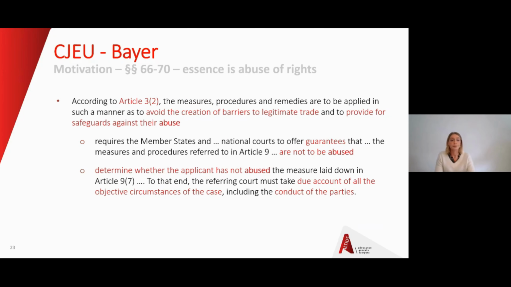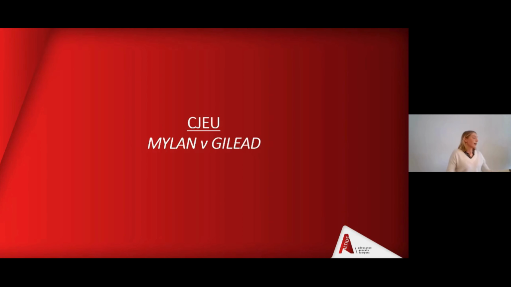Now, lastly, the court decides, according to Article 3.2, that the measures, the procedures, and the remedies are to be applied in such a manner as to avoid the creation of barriers to legitimate trade and to provide for safeguards against abuse. So the member states, and of course, in that way as well, the national courts, are to offer guarantees that the measures and procedures referred to in this Article 9 are not abused. And therefore, the courts are to determine whether the applicant has or has not abused the measure laid down in Article 9.7. And in doing so, the court must take due account of all the objective circumstances of the case, including the conduct of the parties. And this brings us to the next case that Kirian will guide you through.